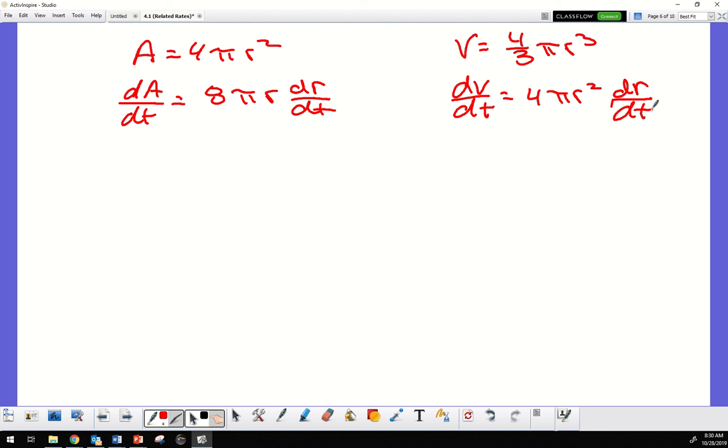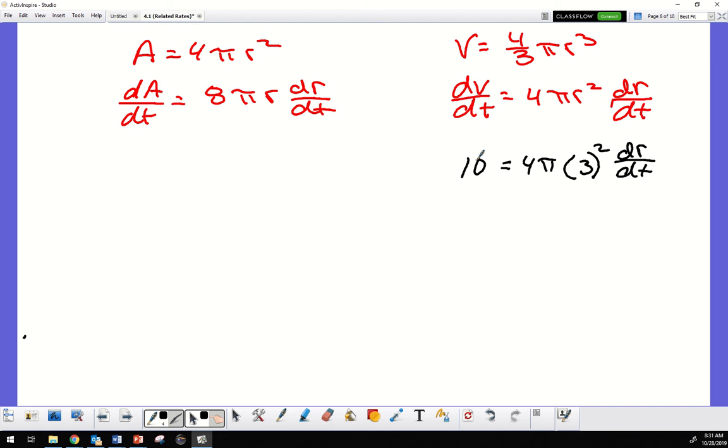Okay, so let's see, what other information do I have? Let's start plugging in what I know, and let's see what I end up with. I know that r is 3, so right here it's going to be 3 squared. Do I know dr/dt? Nope. And 4 pi. Do I know dV/dt? Yeah, so I put 10. Right?